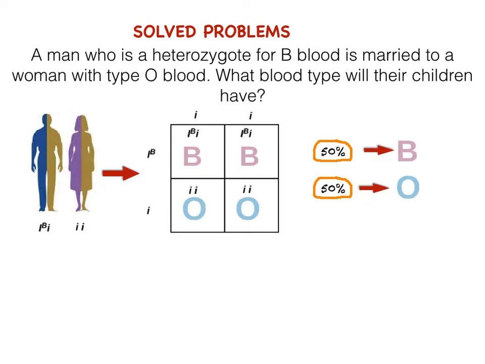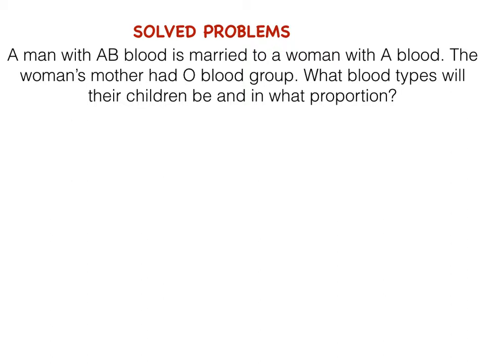Moving on to the next problem, which is a little bit more complicated. Here, a man with AB blood is married to a woman with A blood, and the woman's mother had O blood type. What blood types will their children be, and in what proportion?